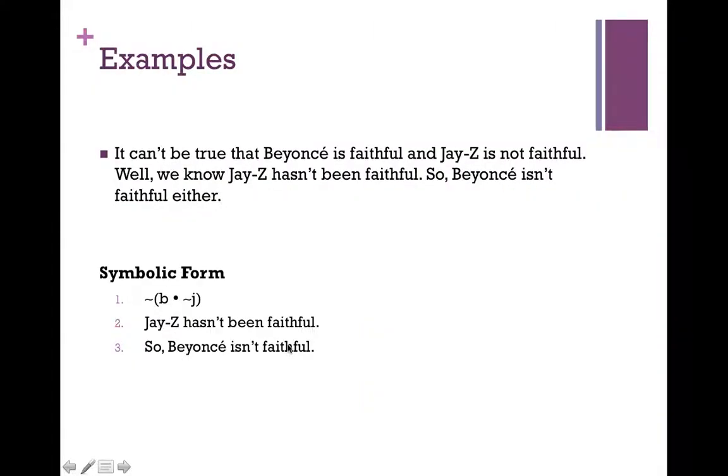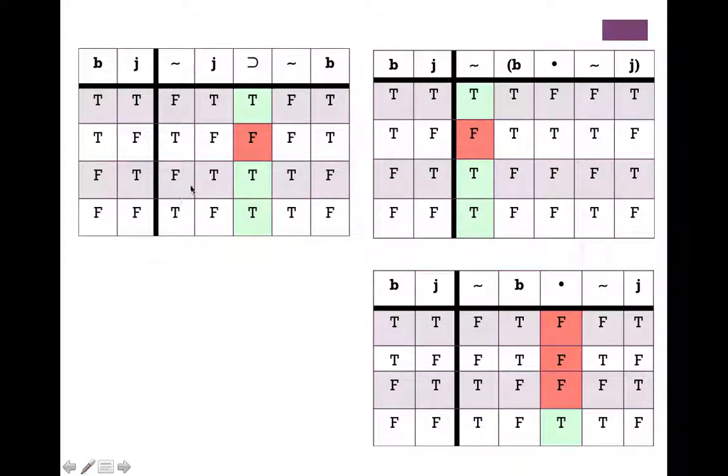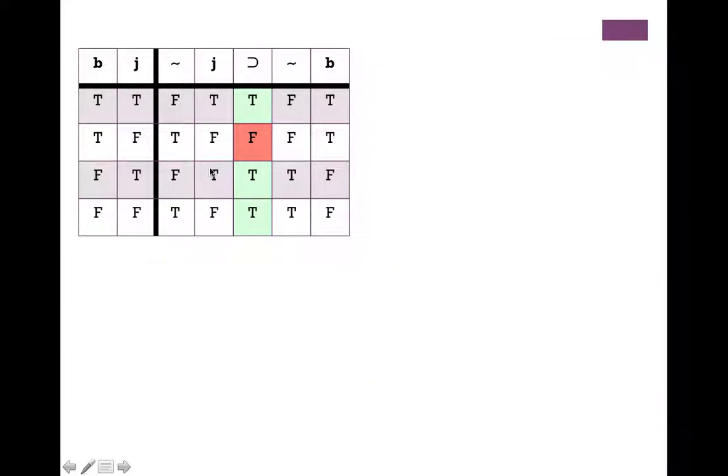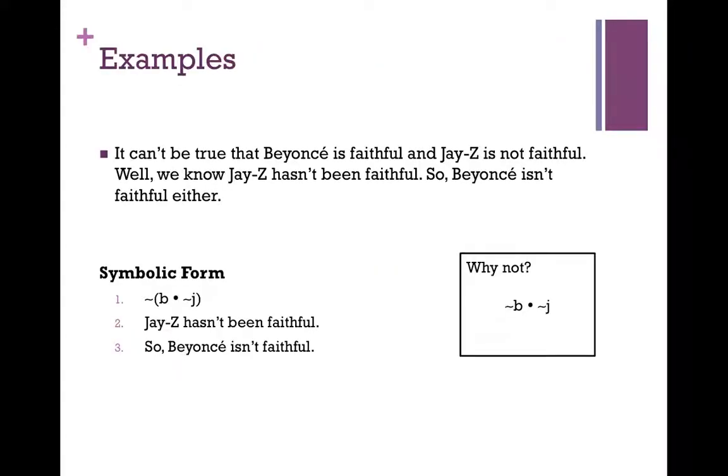So once you get this, which is easily the hardest part, and I don't know if I even explained that particularly well, but like I said, you can look at the truth tables here. The way I think about getting to this point, symbolizing it like this and not this, is I just think about what's being said, which is if Jay-Z is not faithful, then Beyonce is not faithful.